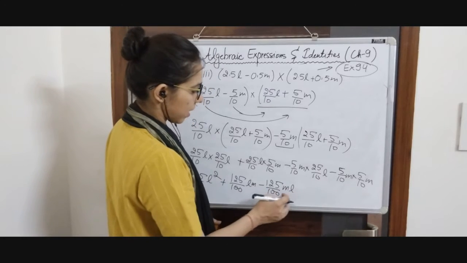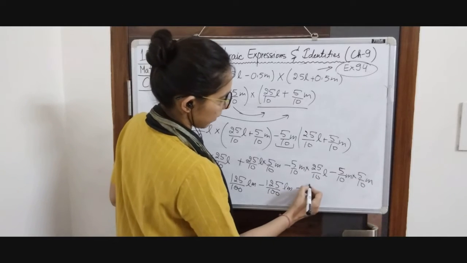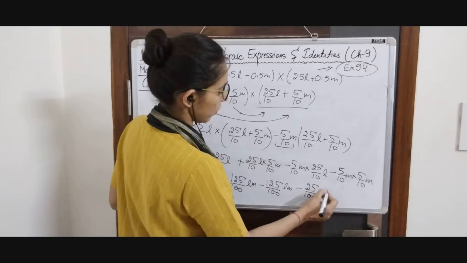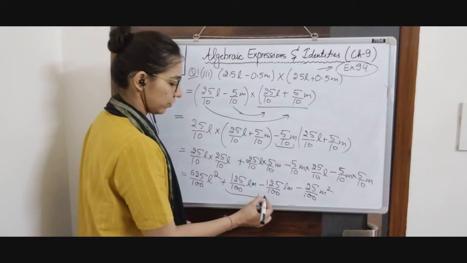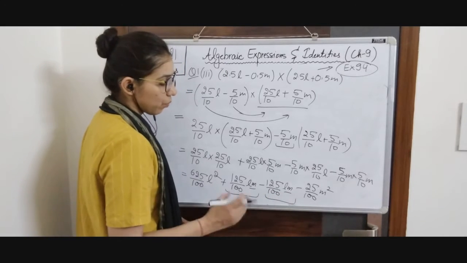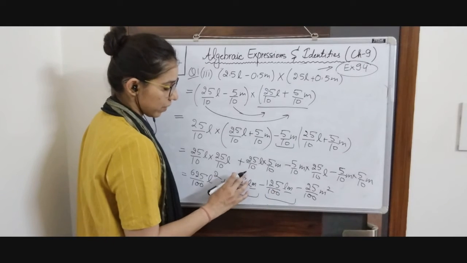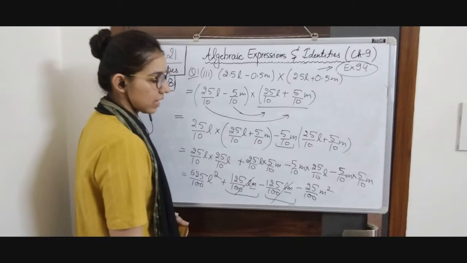ml and lm are the same. You can rearrange and write lm. Then write minus 25 by 100 m square. Okay. Now 125, this term and this term are like terms because variable part is same. Moreover, their coefficient part is negative of one another. 125 by 100 minus 125 by 100 means they are going to cancel out each other.